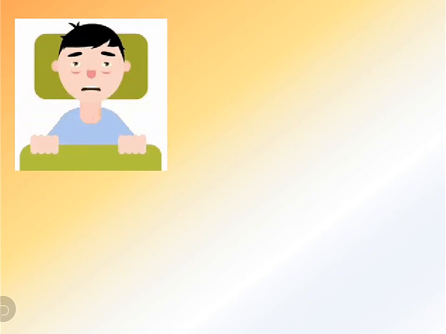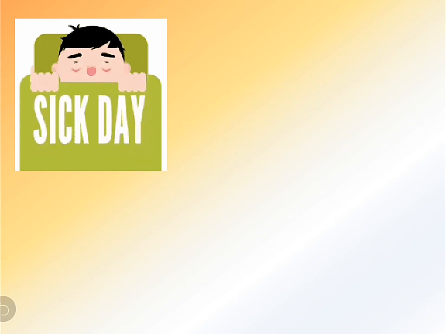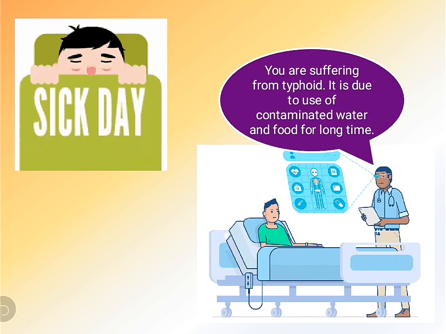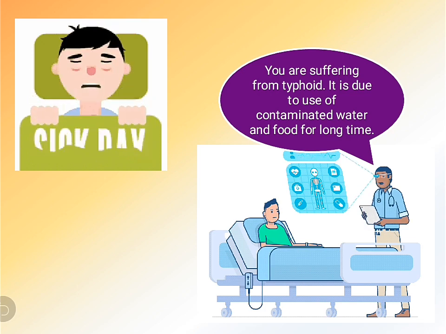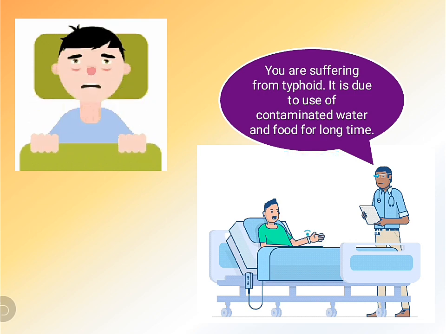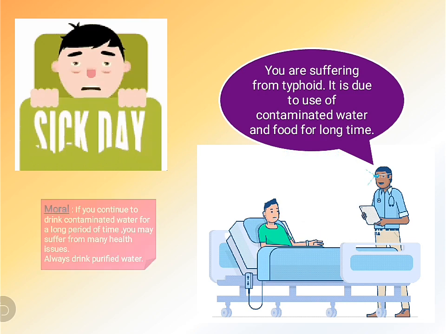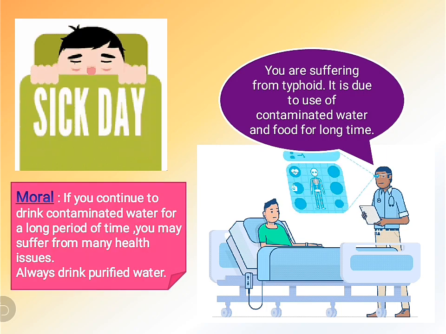One day, Rocky was suffering from high fever and stomach ache. When he was taken to the hospital, the doctor told that he was suffering from typhoid, which was due to the use of contaminated water and food for a long period of time. So children, we should always drink purified water.